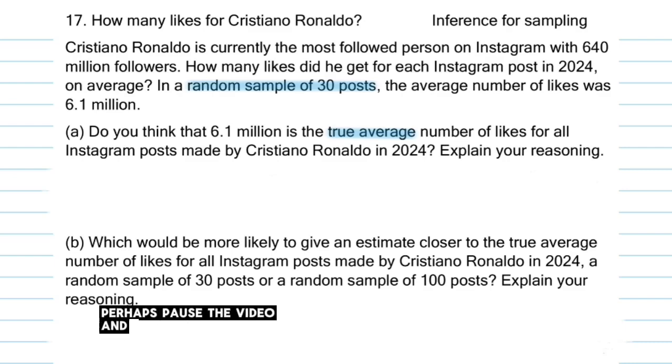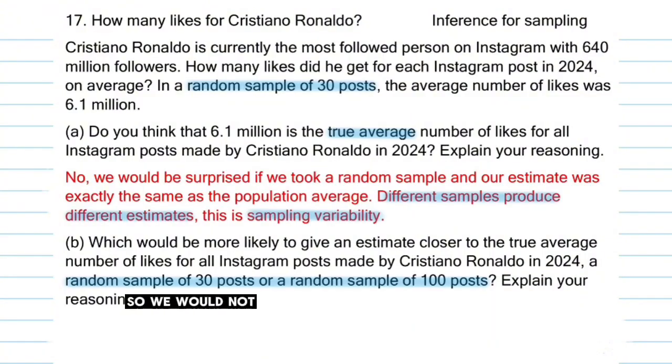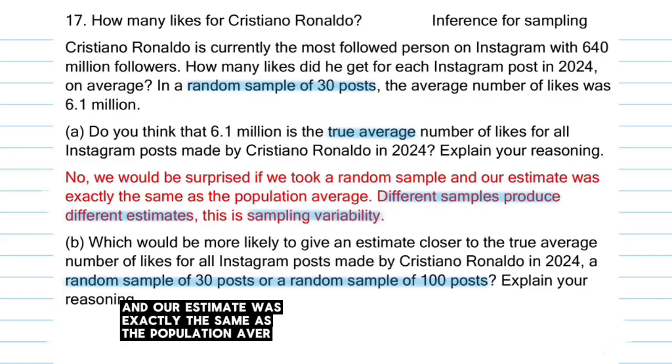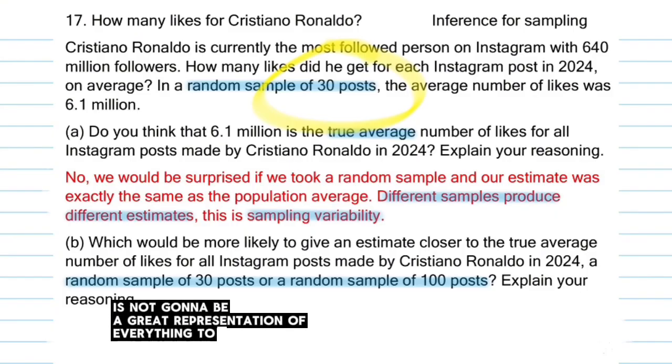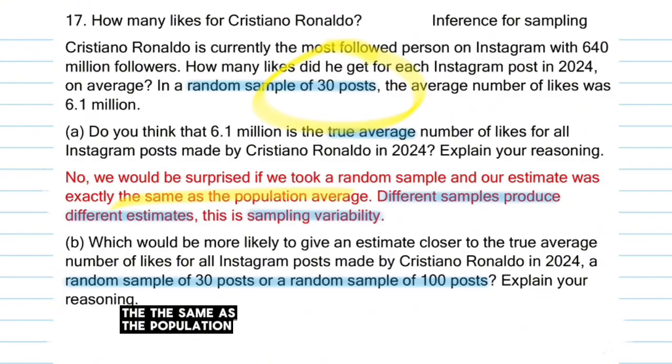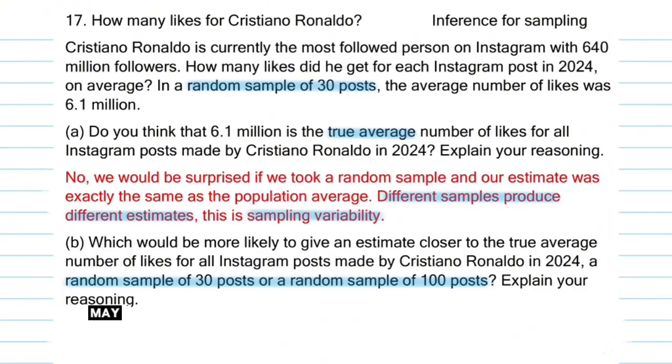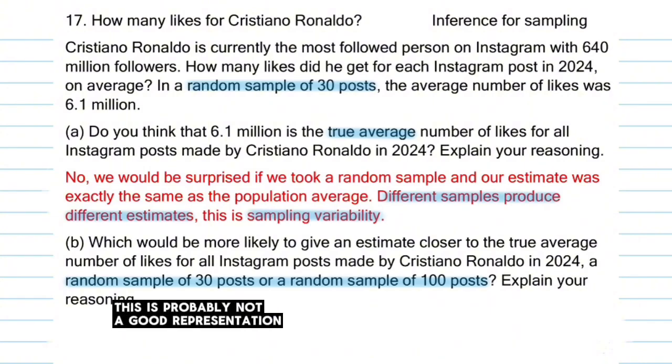Perhaps pause the video and jot down some thoughts, and I will reveal the answer right now. We would be surprised if we took a random sample and our estimate was exactly the same as the population average. He has 640 million followers. A random sample of only 30 posts is not going to be a great representation of everything to give us the same as the population average. Different samples will produce different estimates, and this is just an example of sampling variability. If you were able to take 300 of his posts, maybe that would be a more accurate representation, but 30 posts is a pretty small amount, so this is probably not a good representation of his entire account.